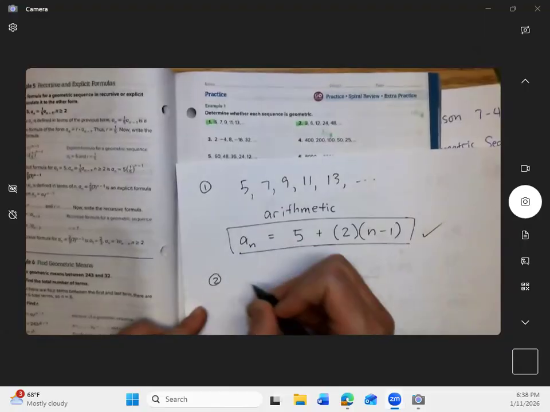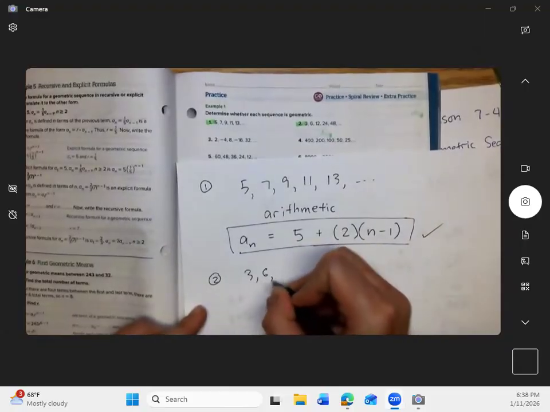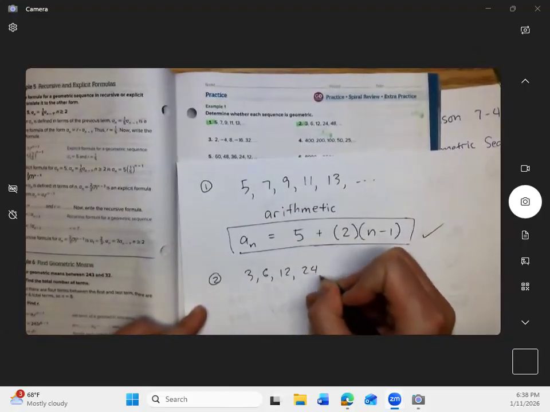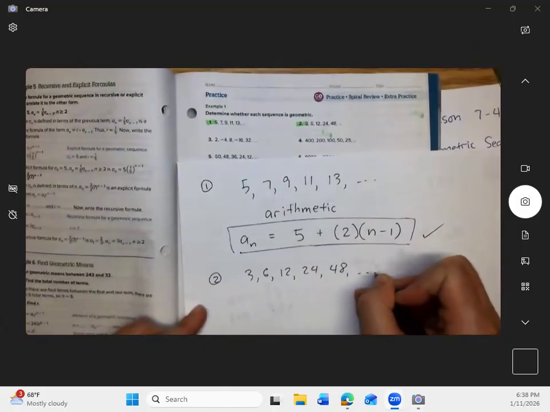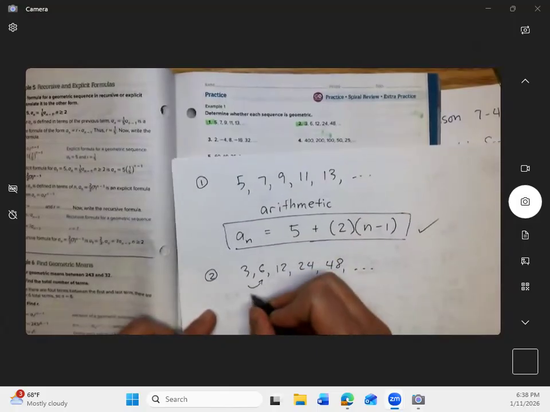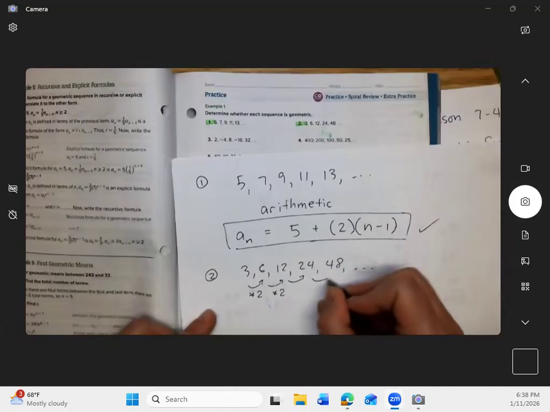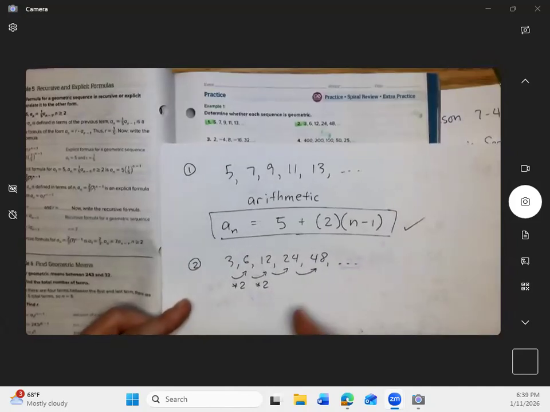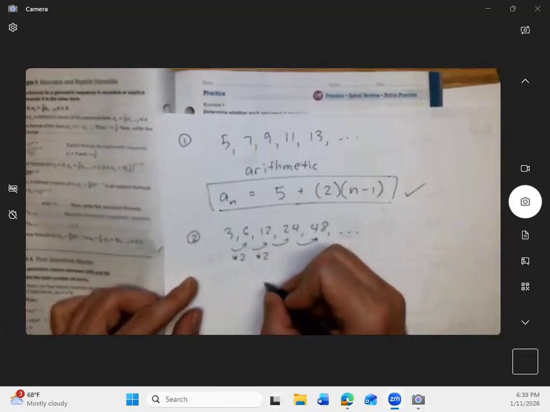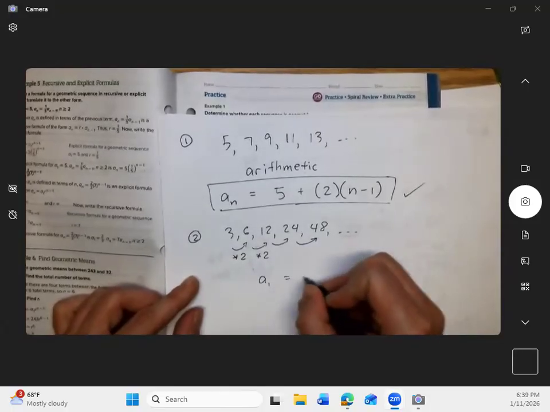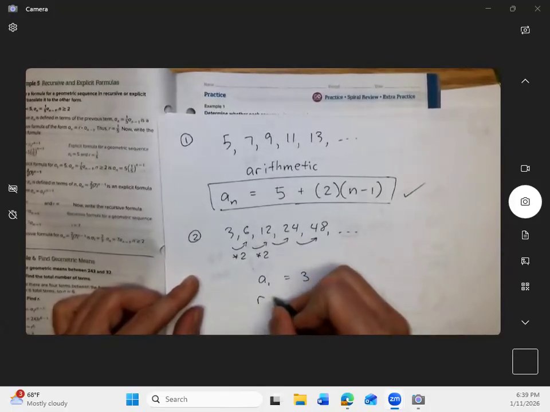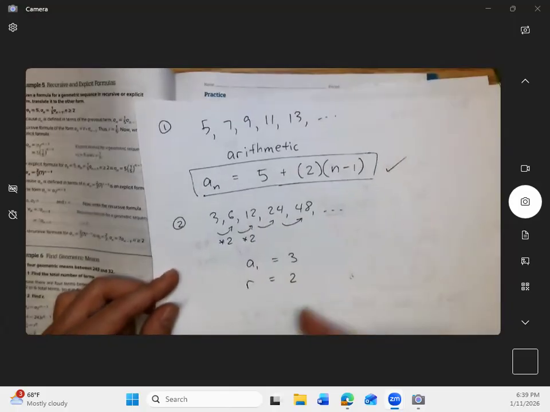Number 2 looks like 3, 6, 12, 24, 48, dot dot dot. Now this one I'm saying times 2, times 2, times 2, times 2. Yeah, from term to term it keeps doubling. So it looks like A1 is equal to 3. The common ratio is equal to 2.